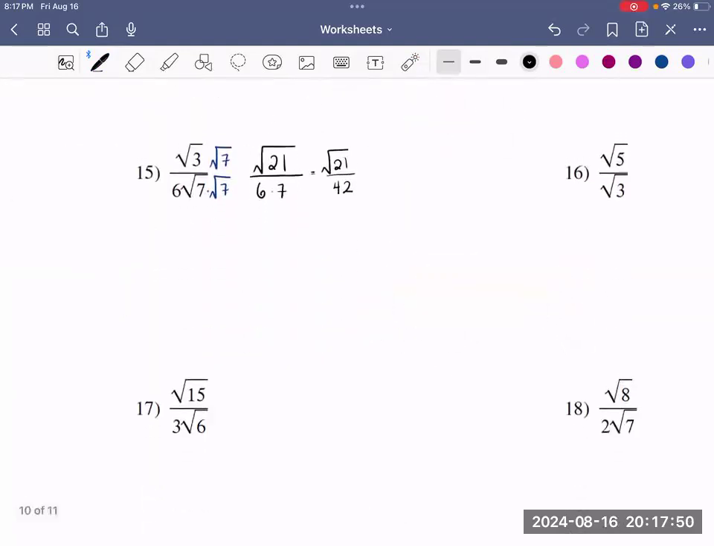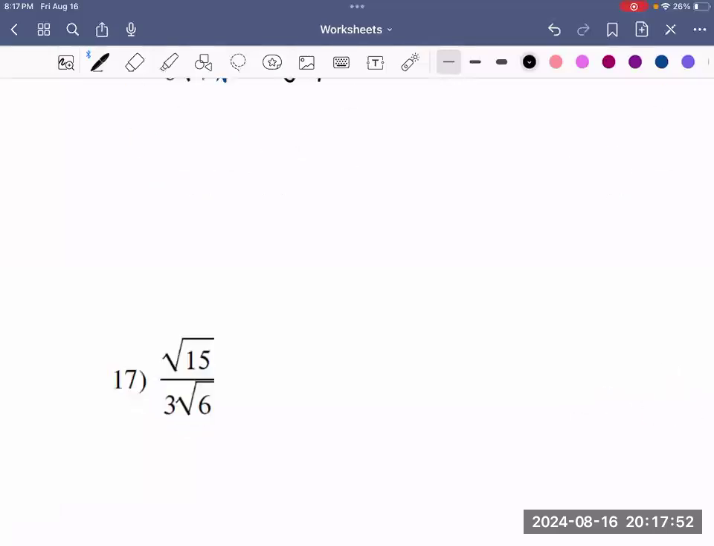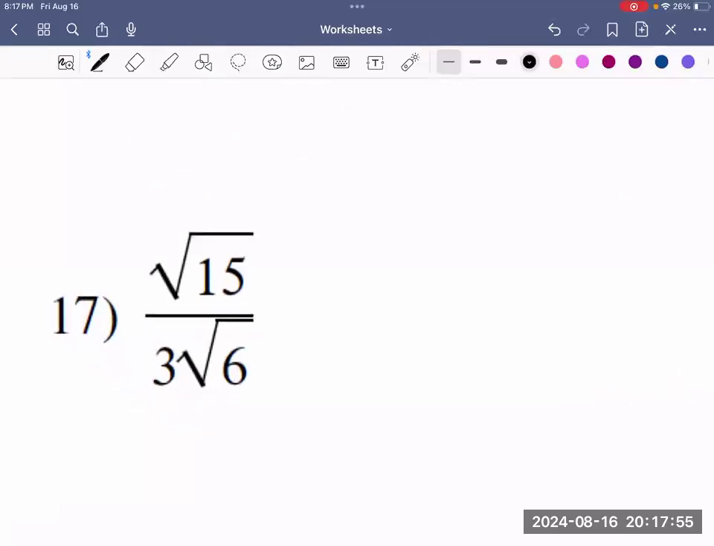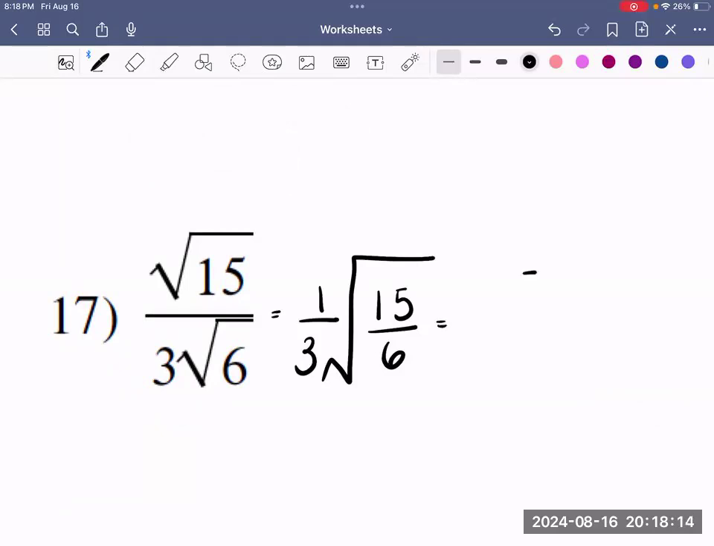Let's see, let's try 17. So 15 and 6, they do have something in common, so we can try to bring those under the same root. And you can just say 3 over 1 if you'd like to kind of keep them even. But we have, let's see, 5 over 2, square root of 1/3.